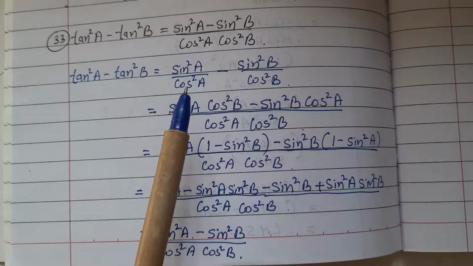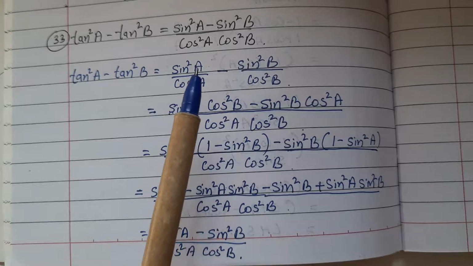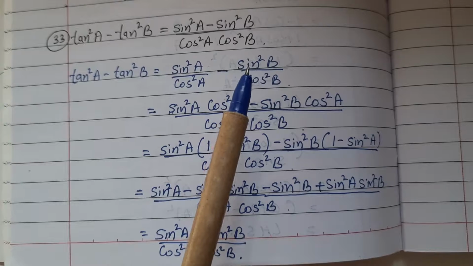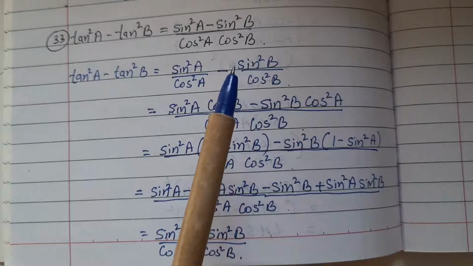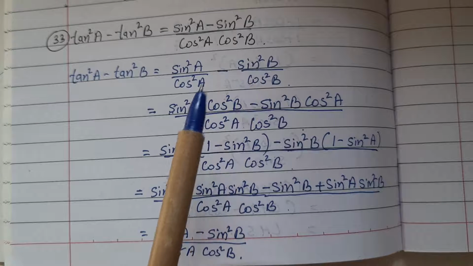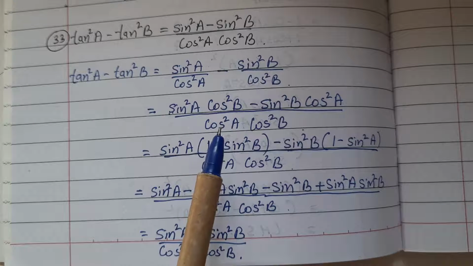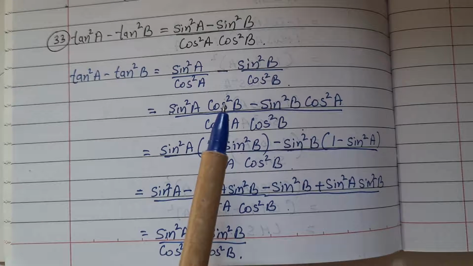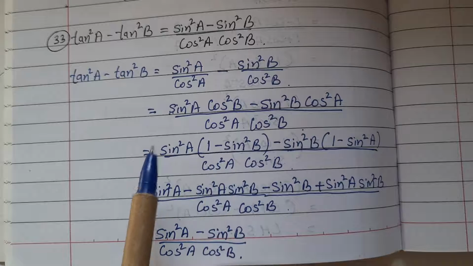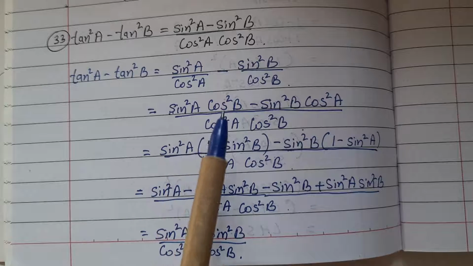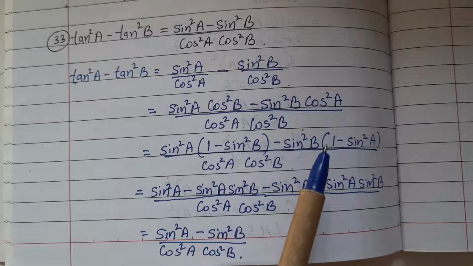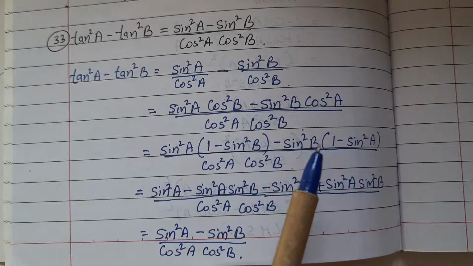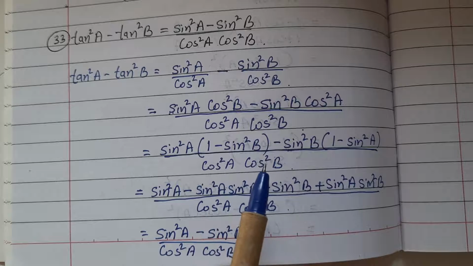Multiply and divide this term by cos square B, and multiply and divide this term by cos square A. We get sin square A into cos square B minus sin square B into cos square A upon cos square A into cos square B. Cos square B is 1 minus sin square B, equal to sin square A into 1 minus sin square B minus sin square B. Cos square A is 1 minus sin square A upon cos square A into cos square B.